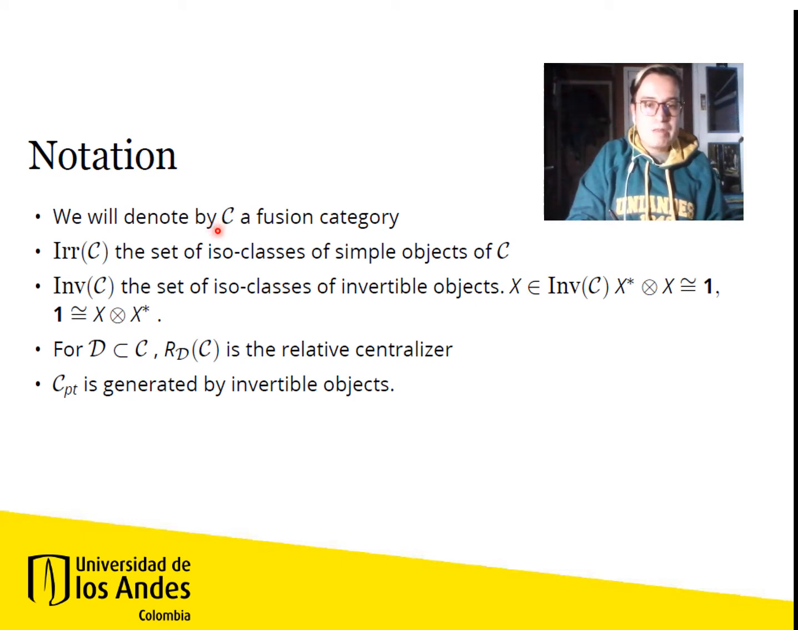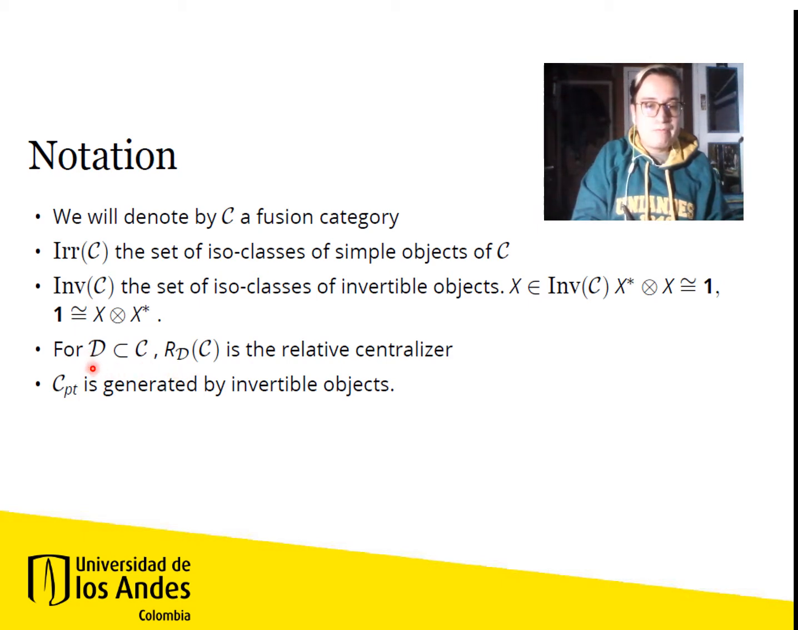First, by C, I will denote a fusion category. I'm going to use this notation here for the set of isomorphism classes of simple objects of my category. In a similar way, I will use this notation here for the set of isomorphism classes of invertible objects. Here, the notion of invertible objects is like this: an object is invertible if, when I take the tensor product with its dual, this tensor product is isomorphic to the unit object of my category.